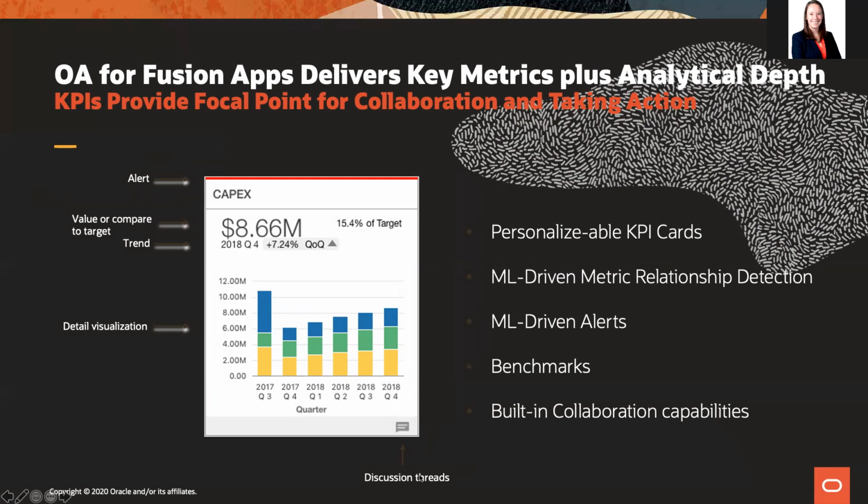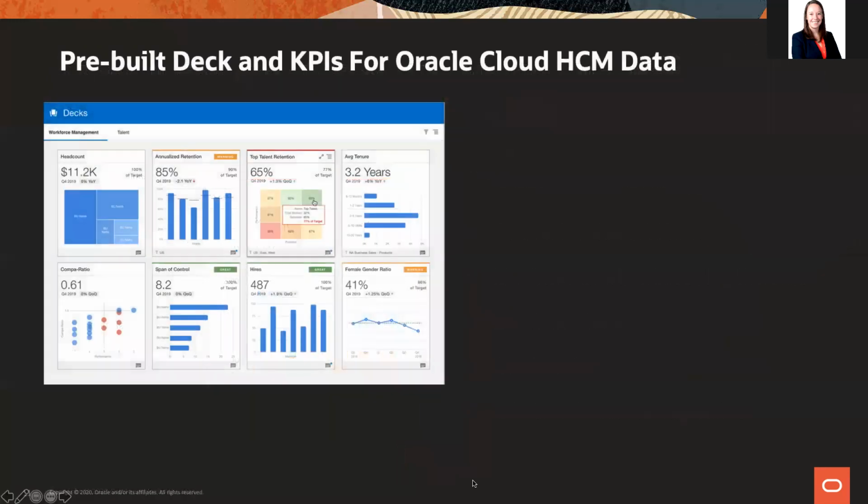Again, discussion threads are there, which are very popular with finance and accounting professionals, just to have that trail that's going along. So this is an example of a deck. So you can see all the different cards. You can see that top talent retention there. We can see the span of control and hires is good, but analyzed retention is trending down, which is bad.